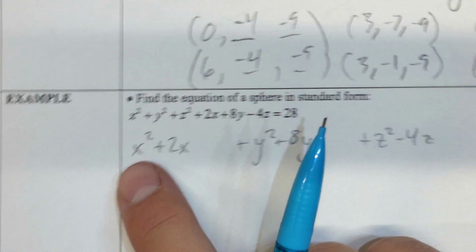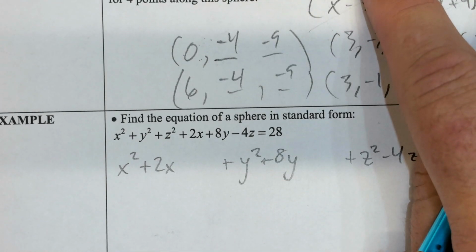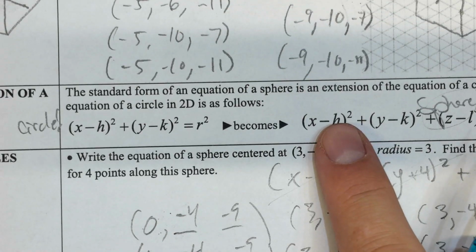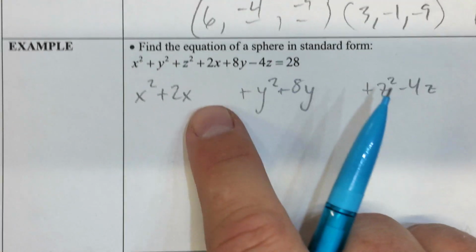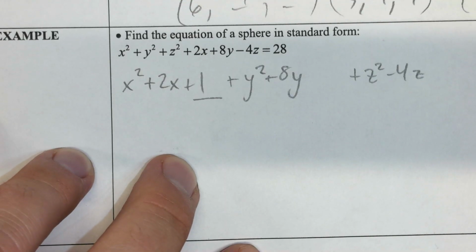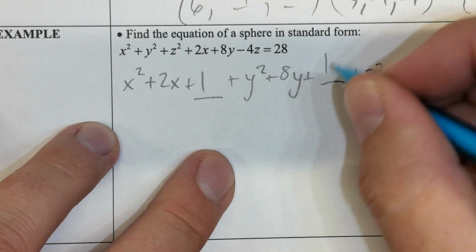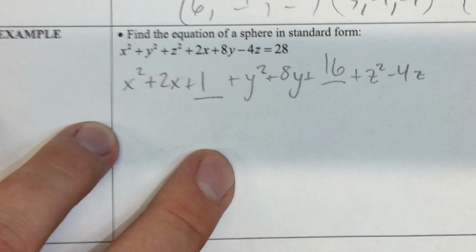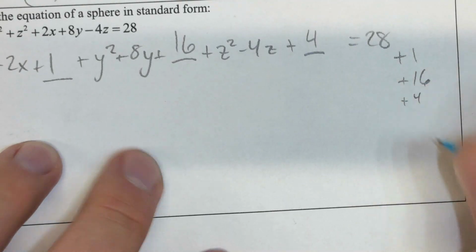Right, to go from x squared plus something x to this, I need to complete the square. I need to make it so this becomes a square term. Half the middle is 1, squared is 1, and I add that to both sides. Half the middle is 4, squared is 16, I add that to both sides. Half the middle is 2, squared is 4, I add that to both sides.